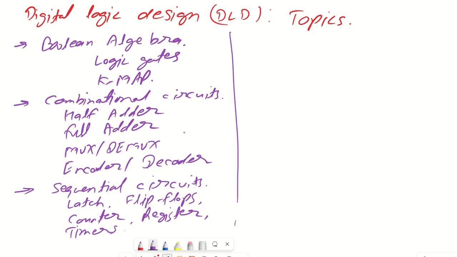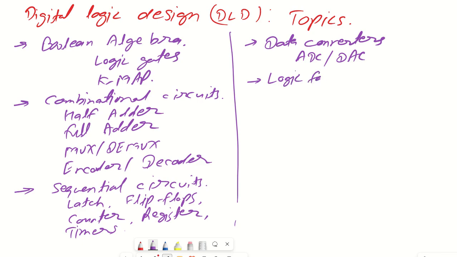Some more topics are data converters, so we'll see data converters as well. In that we can see ADCs, analog to digital converters, and DAC, that is digital to analog converters. We have a lot of logic families these days, like CMOS logic families or TTL logic families. So that will be basically CMOS, how to design adders, subtractors, all these things, or maybe an AND gate, NOT gate, using the CMOS implementation.